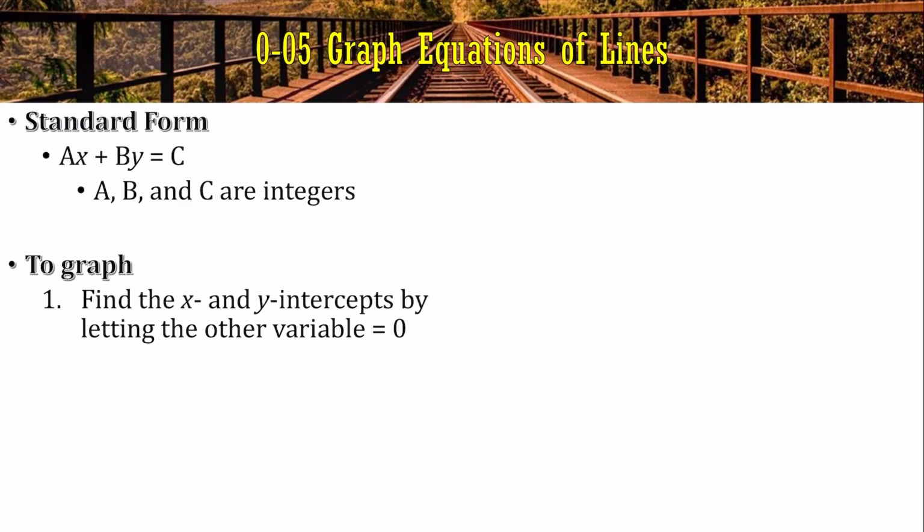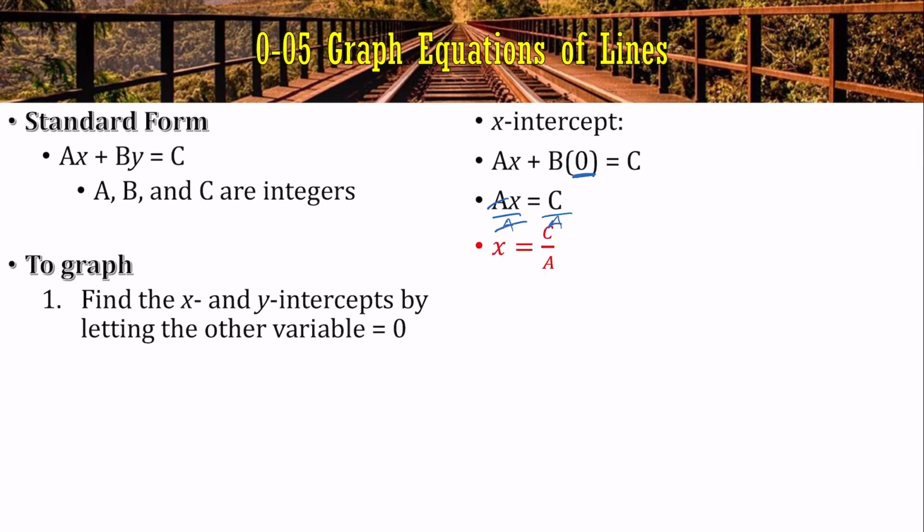But to find the x and y-intercepts, you let the other variable be 0. So for example, to find the x-intercept, we let y be 0. So where the y is, we put a nice 0. b times 0 is 0, because anything times 0 is 0. And then we'll divide both sides by the a to get the x by itself. So x is c divided by a. That would be your x-intercept.